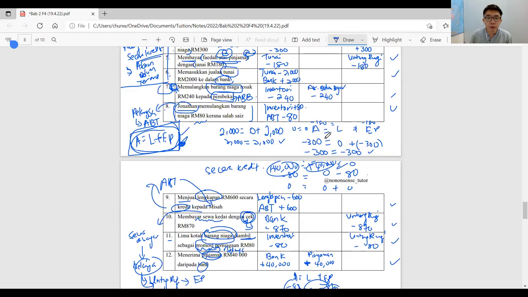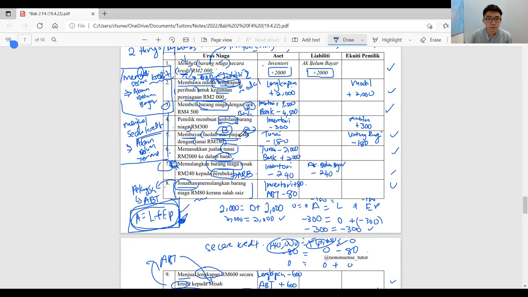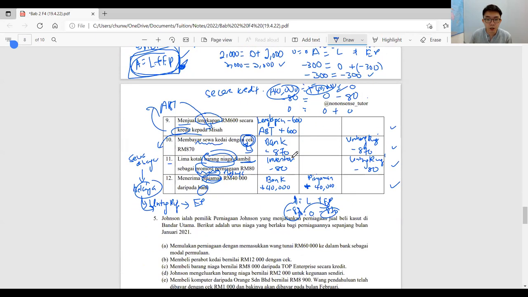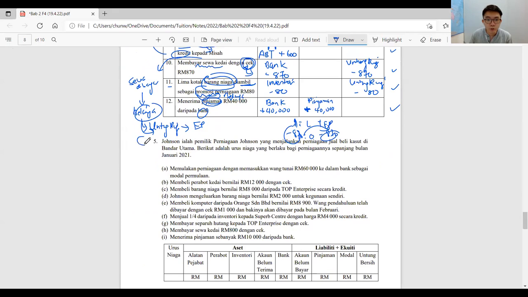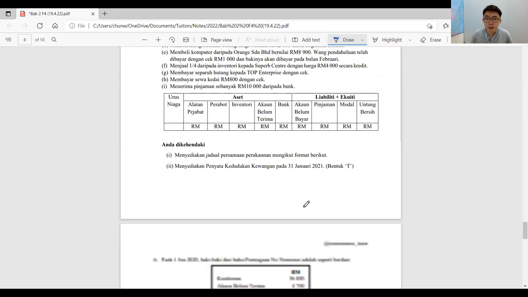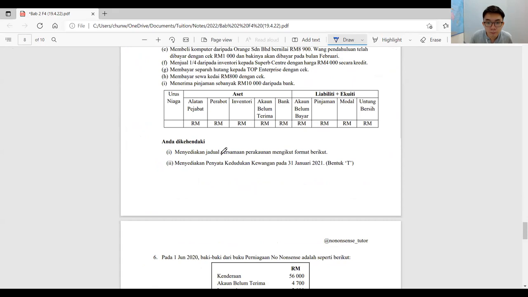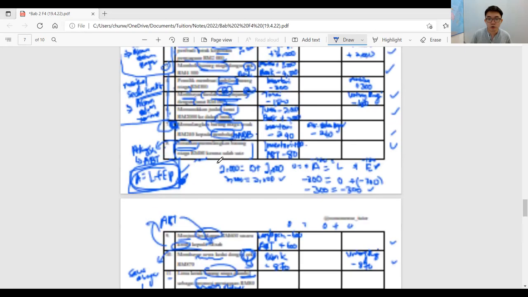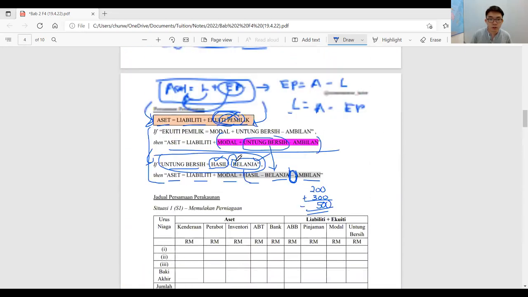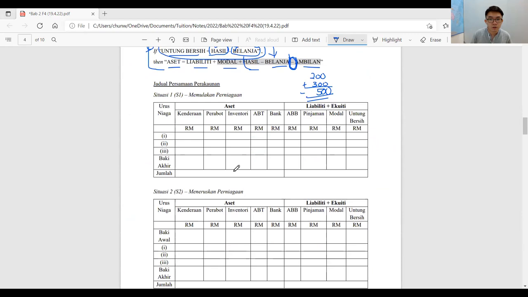So why do we talk about this part? It is because this part will lead us to question 5, which is the actual persamaan perakaunan. So before that, let me show you what is a persamaan perakaunan. So this is the jadual, the persamaan perakaunan table. I give you 2 situasi.